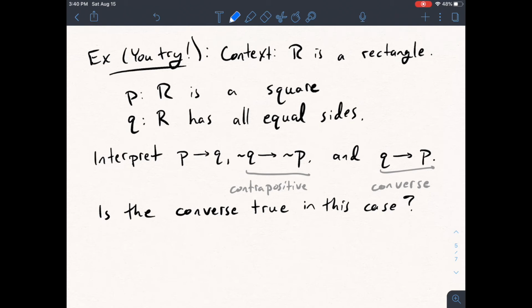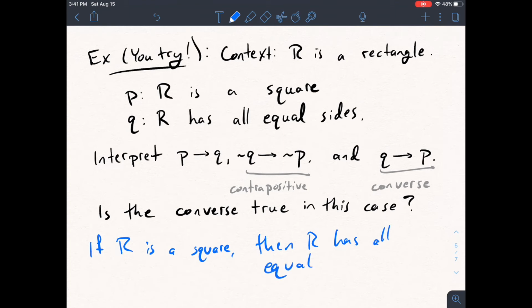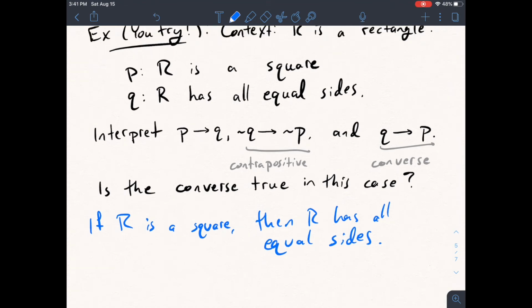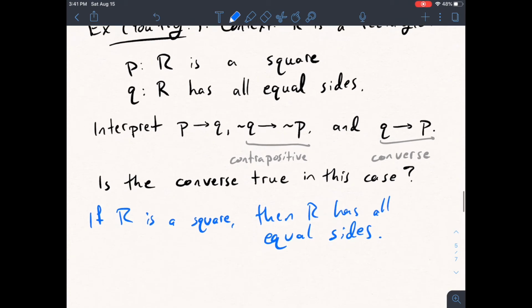All right, so context, R is a rectangle, P says R is a square, Q says R has all equal sides. Let's interpret P implies Q first. Okay, so P implies Q tells us that if R is a square, then R has all equal sides. Okay, so that's one interpretation.